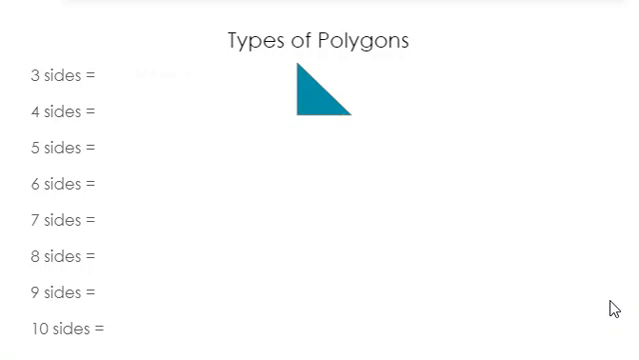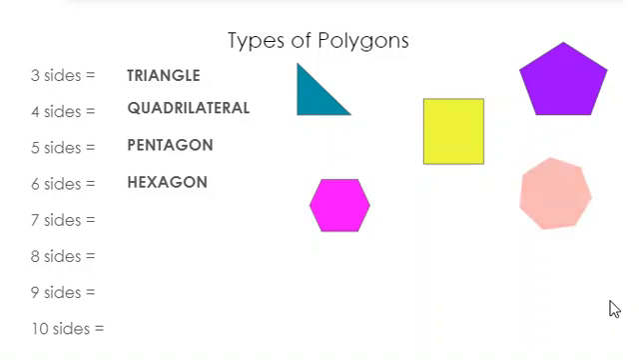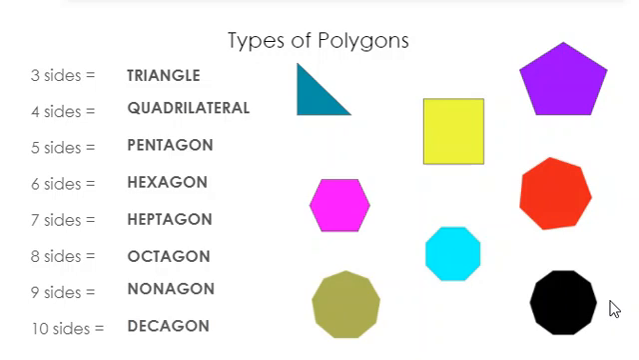A polygon with 3 sides is called a triangle. A polygon with 4 sides is called a quadrilateral. 5 sides is a pentagon. 6 sides is a hexagon. 7 sides is a heptagon. 8 sides is an octagon. 9 sides is a nonagon. And 10 sides is a decagon.